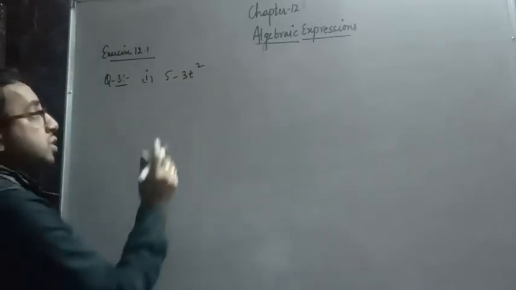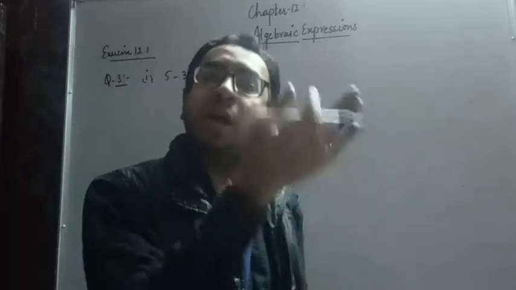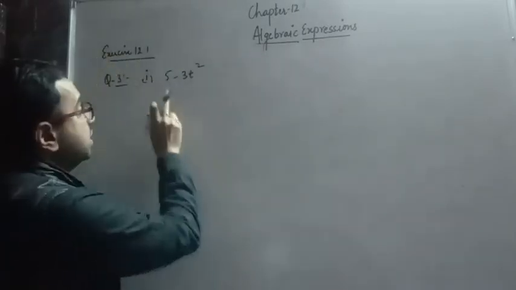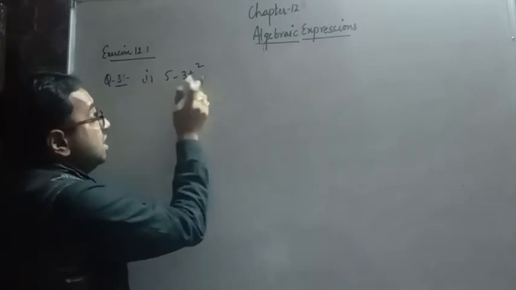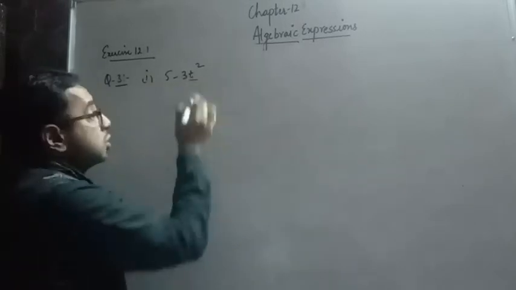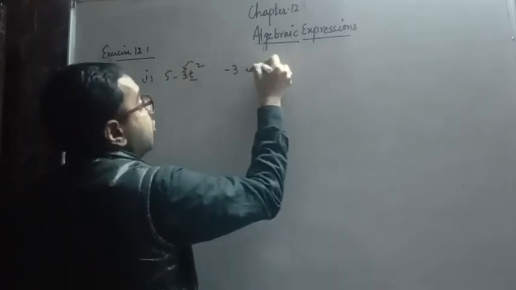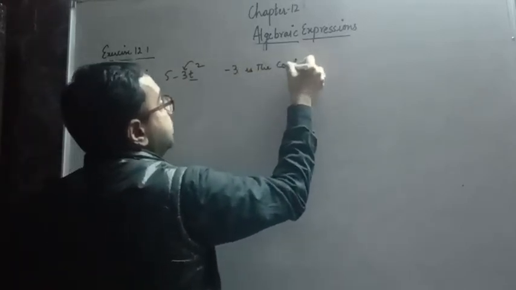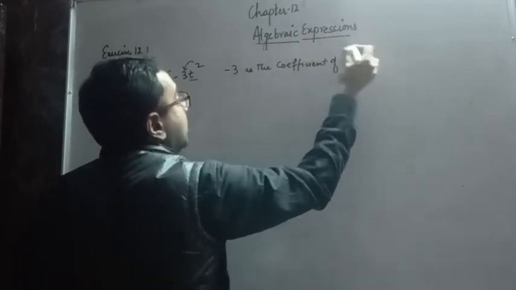What do you mean by the coefficient? Coefficient is always a numerical thing which comes before the variable. This is constant, so it will not have any coefficient. Hence, this is the variable term. So what will be the coefficient? Coefficient will be minus 3 is the coefficient of t square. This way we will be writing.